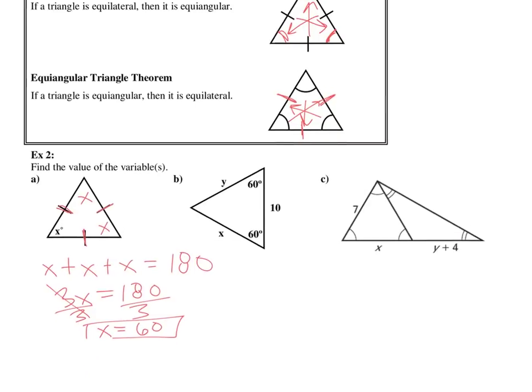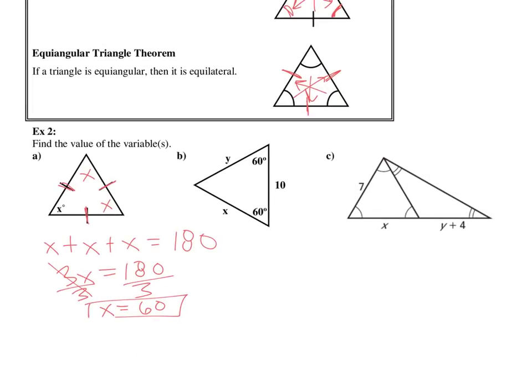All right, for part B, let's see here. I have 60 here. I have 60 here. Well, what's this missing angle? Well, these two add up to 120, so this one's going to be 60 as well, because they all have to add up to 180.